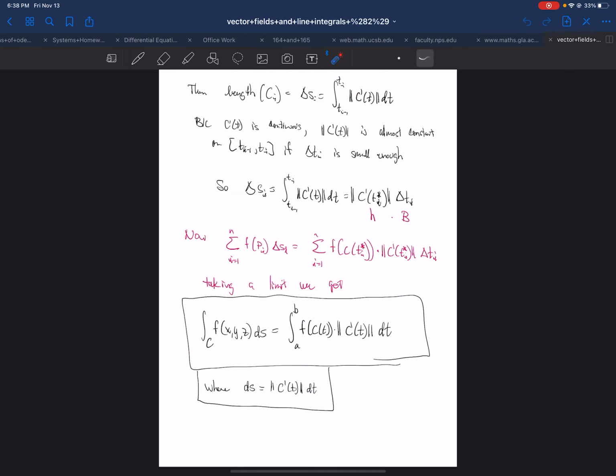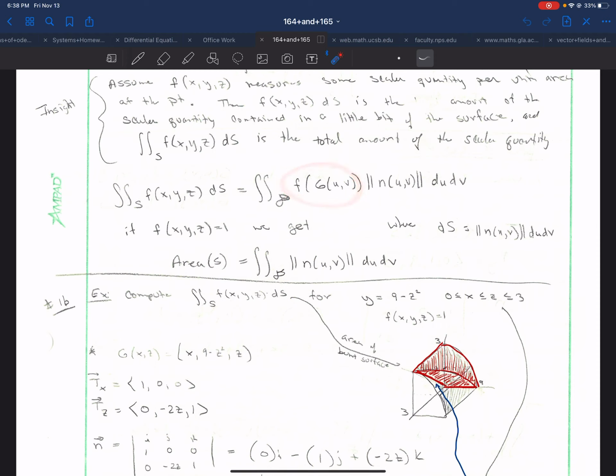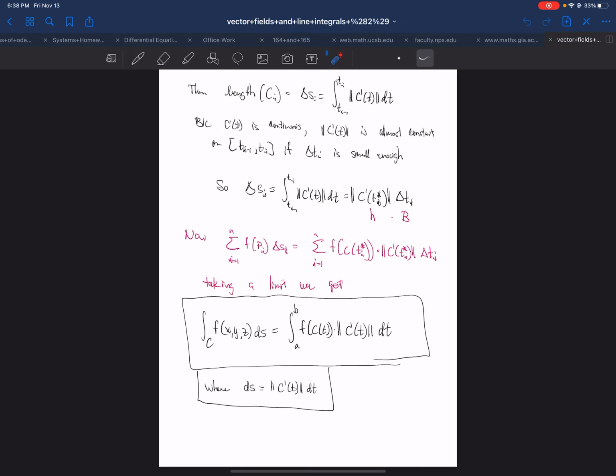What did we do over here? We did f of the parameterization. What am I doing right here? That is f of the parameterization still. And so that is exactly the same. So it's similar to line integrals. Then what did we do back here? We multiplied by a magnitude of a tangent vector, right?